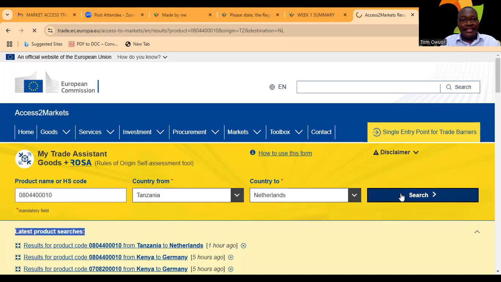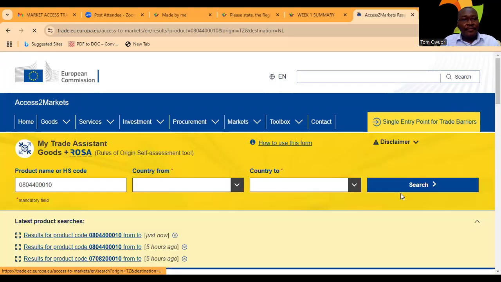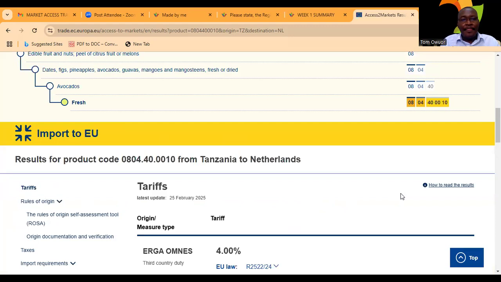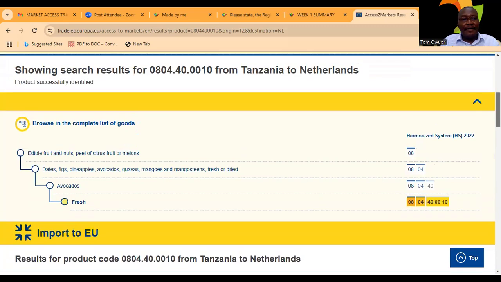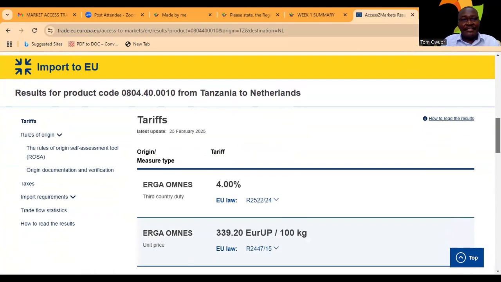So we press on search. What we are looking for is to understand the tariffs for avocado when it gets into the Netherlands. Then what comes out is 4%. You can see this is the tariff, and it's 4%. It means avocados from the United Republic of Tanzania, when they get into the Netherlands or the Dutch market, attract a 4% tariff before they get into that particular market.